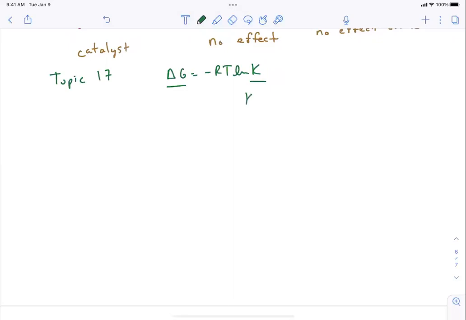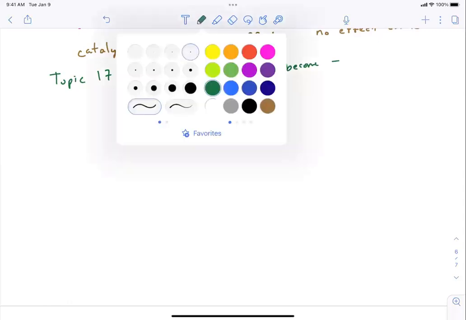And you want K to be greater than 1 so that this whole thing becomes negative. Because if K is greater than 1, then the natural log of K is positive, R and T are positive, so therefore delta G is negative. So you want a K greater than 1 if you want a spontaneous reaction. So again, you don't need to memorize that equation that's given to you in the data booklet, but you can just apply that concept without having to memorize it.